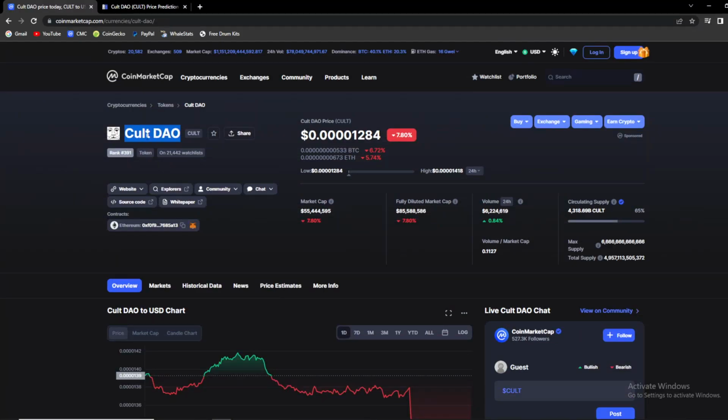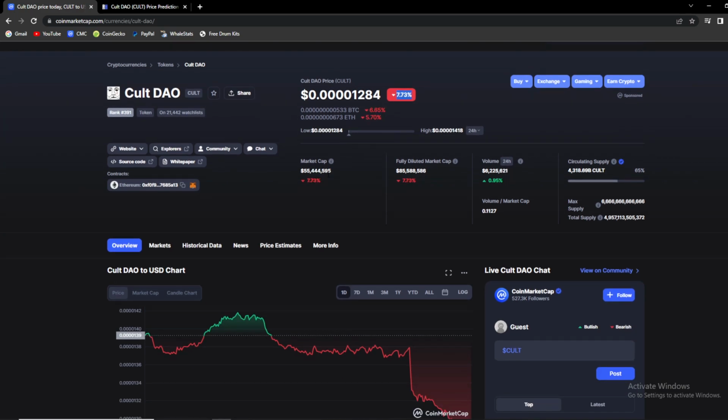So guys, Cult is currently ranked 391st on the official CoinMarketCap rank list, and they have over 21,000 people on their current watch list. Cult DAO price is currently sitting at 0.40184 US dollars, and it is sadly down by 7.80% in the last 24 hours. And as you can see, it is hitting its lowest point in price today.